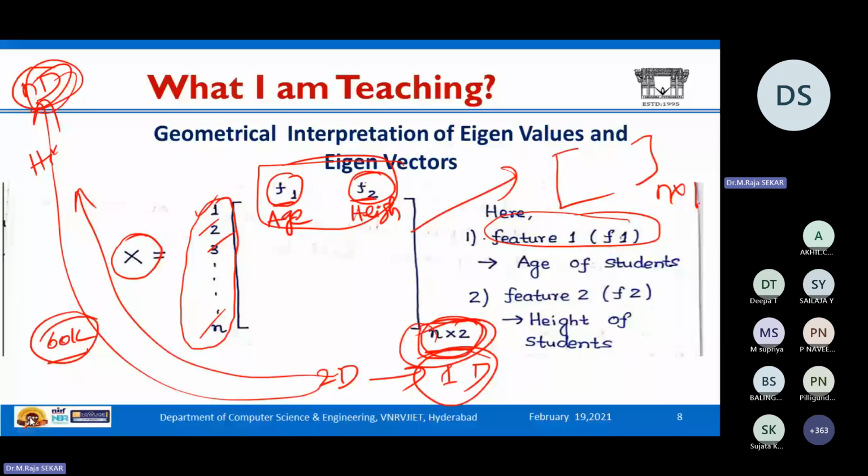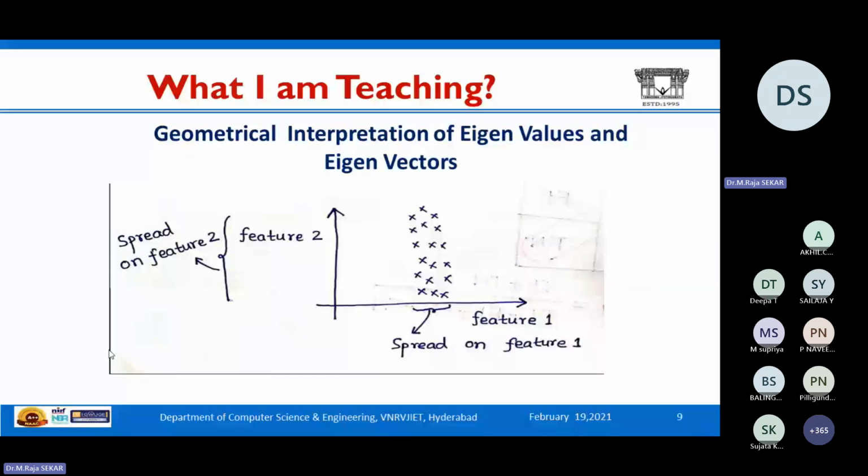Now what happens? Let me assume I plotted these features. Anyway, you know how to plot this. You have feature 1 and feature 2 data sets. You know how to plot 2-dimensional data. This is a plot. If you observe carefully, actually this is variance. Actually, this is spread. Spread is very, very important. This is spread on feature 1, isn't it? This is spread on feature 2.